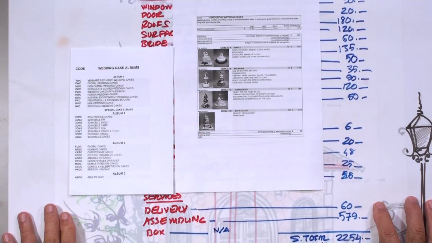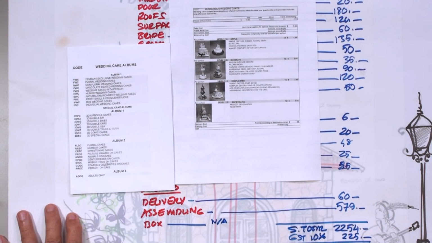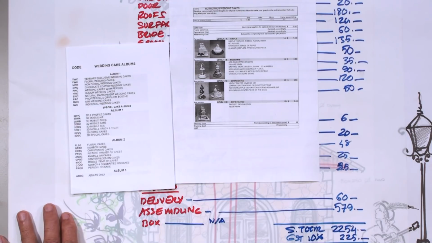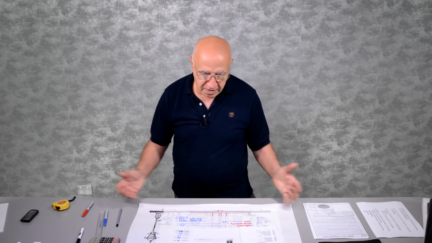It ends up all together, all the price: $2,254 for subtotal, and then GST 10% in Australia, which is a goods and services tax, $225, so $2,479. So $2,500. Some of you, I'm sure, are saying, wow, so expensive. Some of you, oh, fair enough, it's a lot of work.